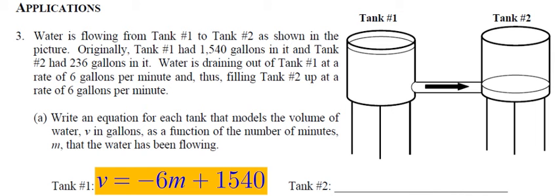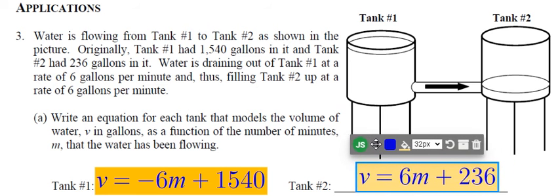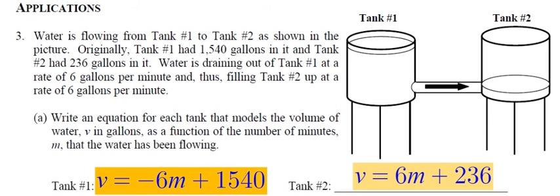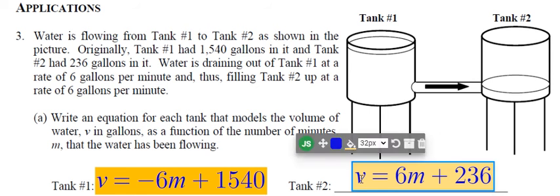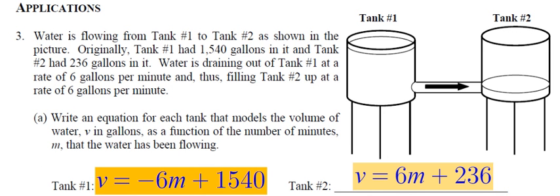So in tank number 2, notice it starts out low. There's only 236 gallons, but every minute the amount of water in tank 2 is increasing. So that's going to have a positive slope of 6 gallons every minute. So those are our two equations, -6M plus 1540 and 6M plus 236. So the big idea here is both of these are equal to V.